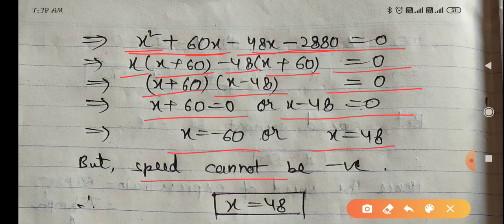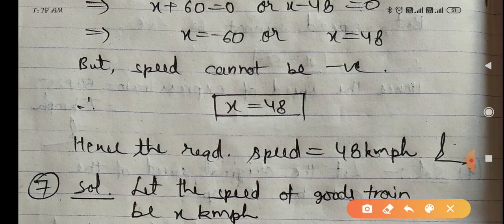But speed cannot be negative, so this negative value you reject. So x will come 48. Hence the original speed, the required speed, is 48 kmph. Required speed of the car is 48 kmph. So like this, students, you can solve the questions.